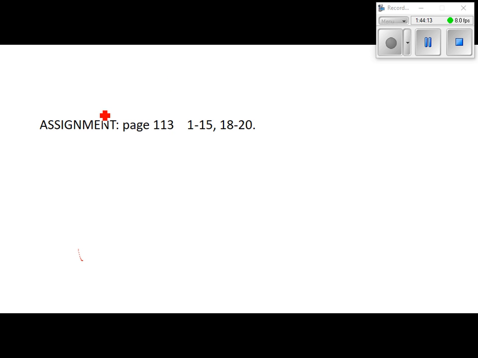All right, that's the assignment. Page 113, 1 through 15, and 18 through 20. About 18 problems.